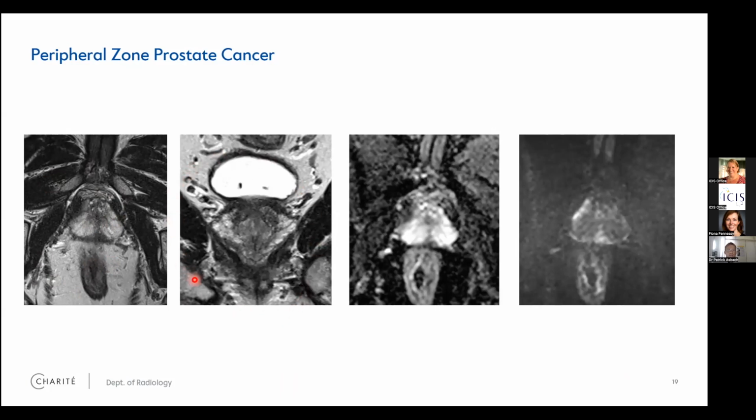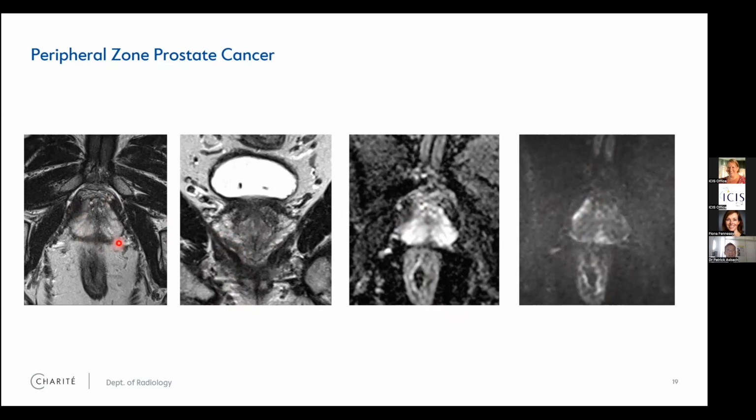If you look at the coronal T2-weighted sequence, you see an area of decreased T2 signal in the right apical region. On the ADC map, it's not that easy to delineate the lesion as well, but there is an area of decreased ADC in this area, and it's probably better seen on the high B value image again. So there is an anterolateral area here. And if we go back to the coronal T2-weighted image, we see that this lesion actually grows along the capsule. This is a typical pattern of prostate cancer with a growth pattern parallel to the capsule.